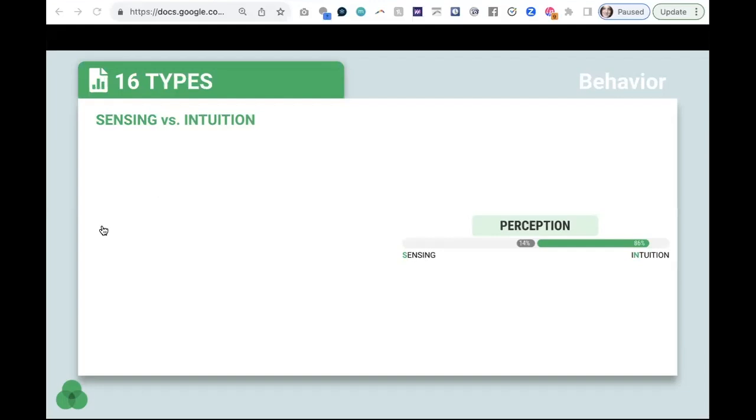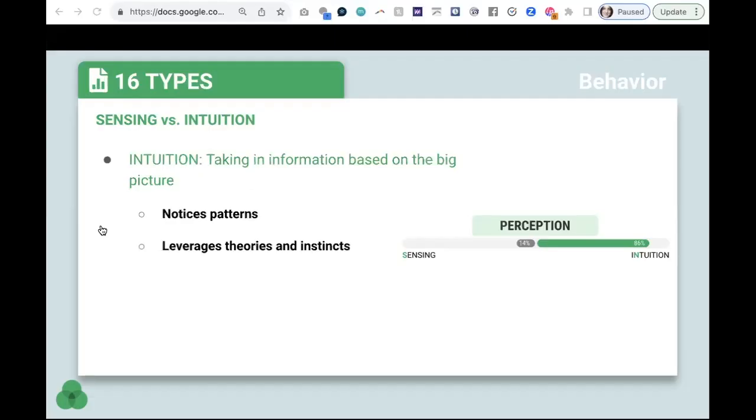Whereas someone who is leaning in towards intuition is taking information based on the big picture, not the small facts. So they're going to first notice the patterns, right? The sensor is going to first notice the detail. The person who is leaning into intuition is going to notice the pattern. They're really good with abstract theories. They lean into their gut instinct, right? They communicate conclusions, right? They learn through the process of thinking more than the hands-on work, right?